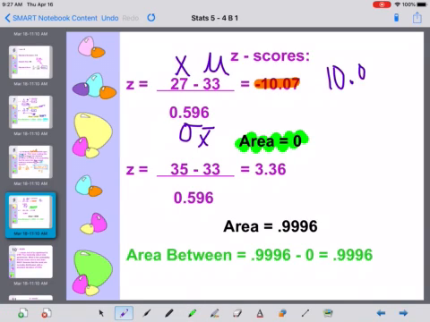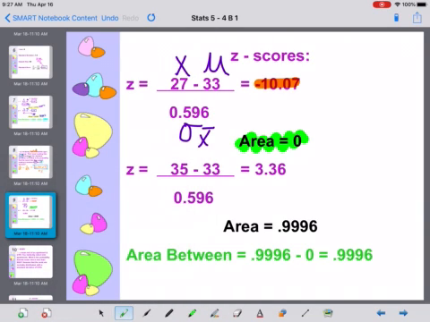If this were a positive 10.07 and you couldn't find it on your chart, it's because it's so big that everything is to the left of it, so then the area would have been 1. So you have to be careful. If it's really big negative, then it's 0 because nothing's to the left. But if it's really big positive, then it's 1 because everything is to the left.